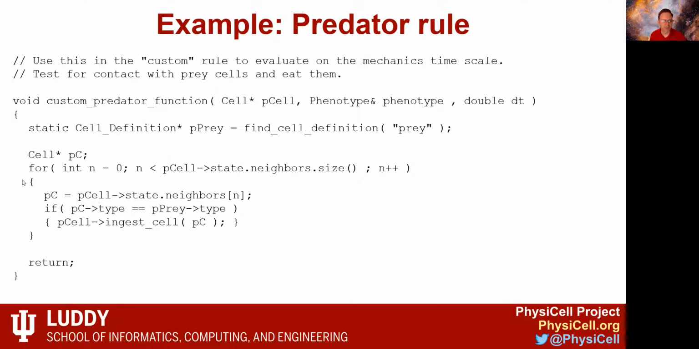And then I'm just going to iterate over my list of neighbors. So for every cell in my list of neighbors here, using that state variable we talked about earlier, I'm going to grab its memory address and give it a quick shorthand of pc. And if that cell that I am checking against is a prey cell, then I'm going to eat it. And that's it. That's the function.